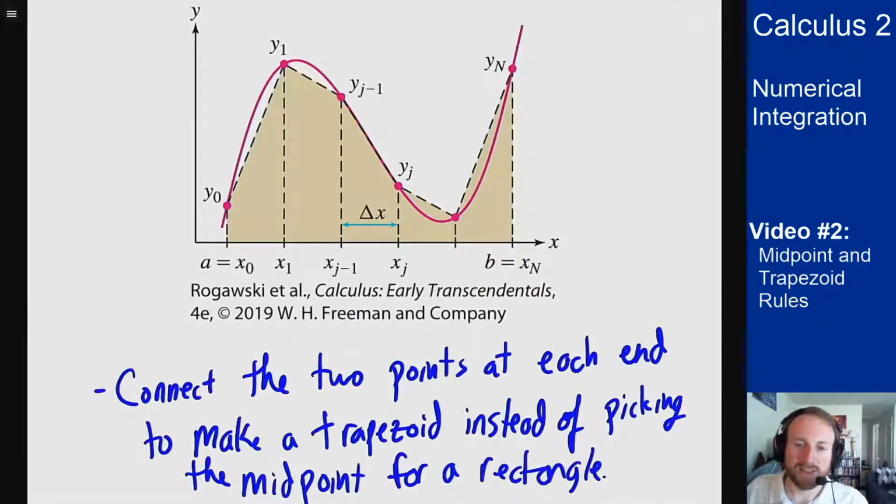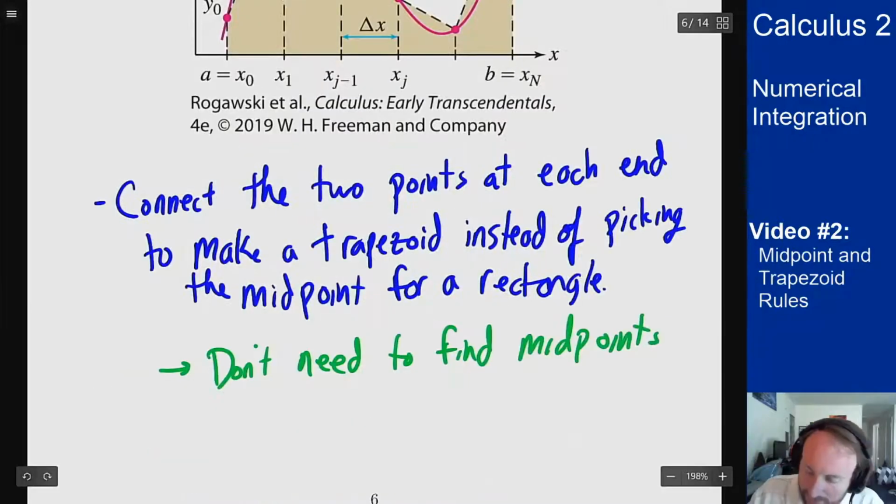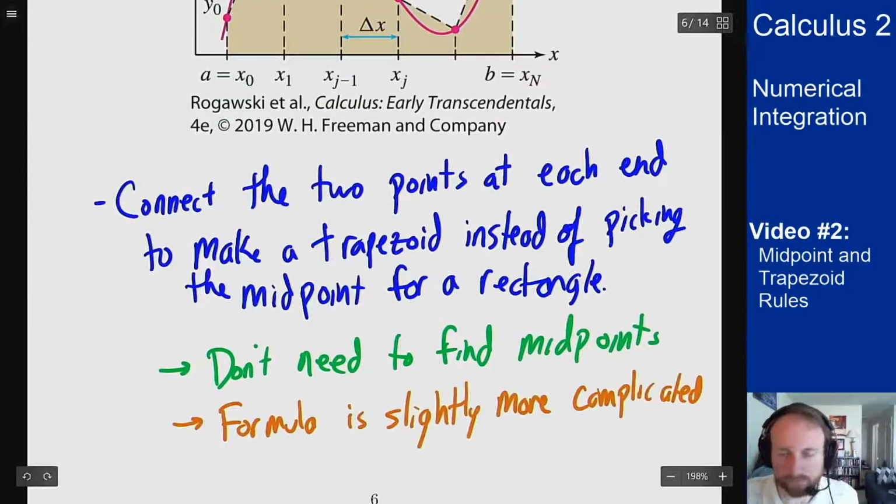So it's only slightly more complicated than before, but the benefit here is it doesn't require us to find the midpoint of each interval. Right, before for the midpoint we had to find the midpoint of each side and plug it into the function. Now we don't need to. But the downside is our formula then becomes slightly more complicated to remember. So let's look at the formula for this, what it would look like.